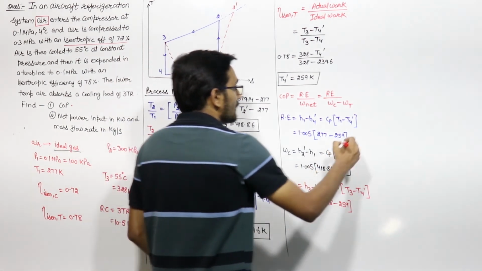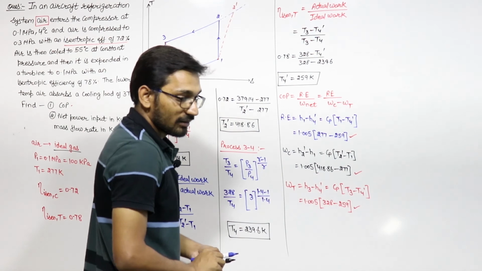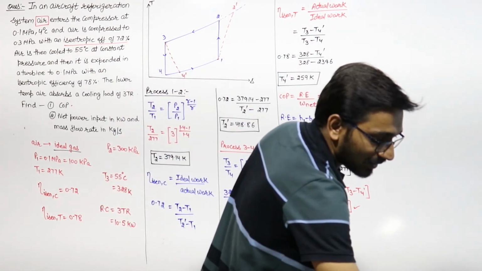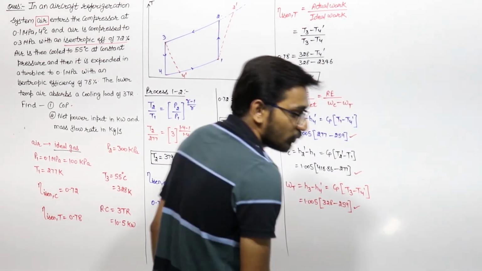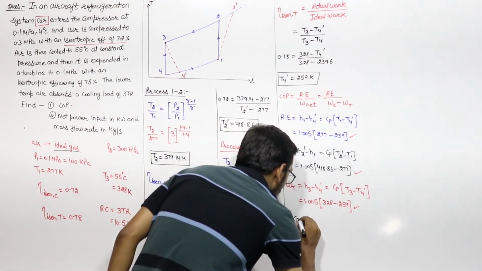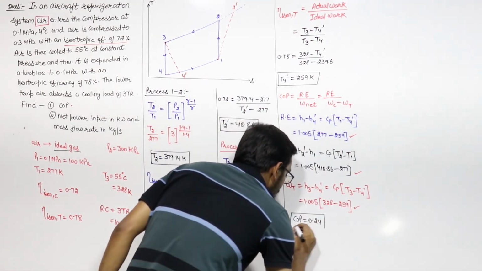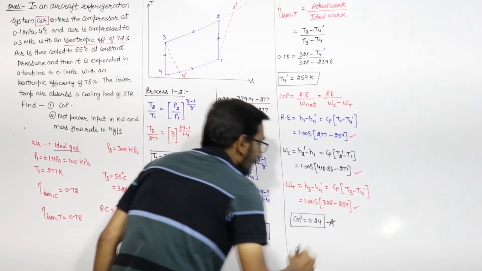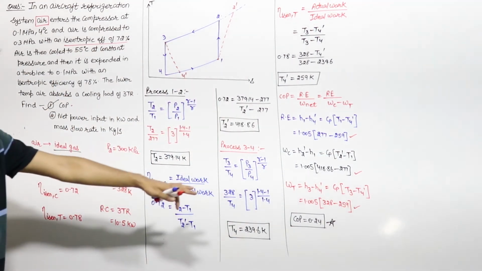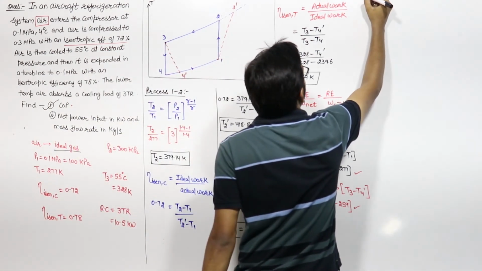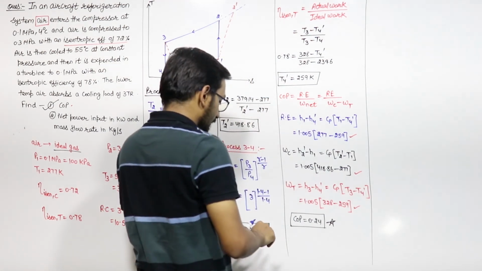So if you put these three equations in the COP, then from here you will get that COP will be equal to 0.24, very less COP. COP will be equal to 0.24.